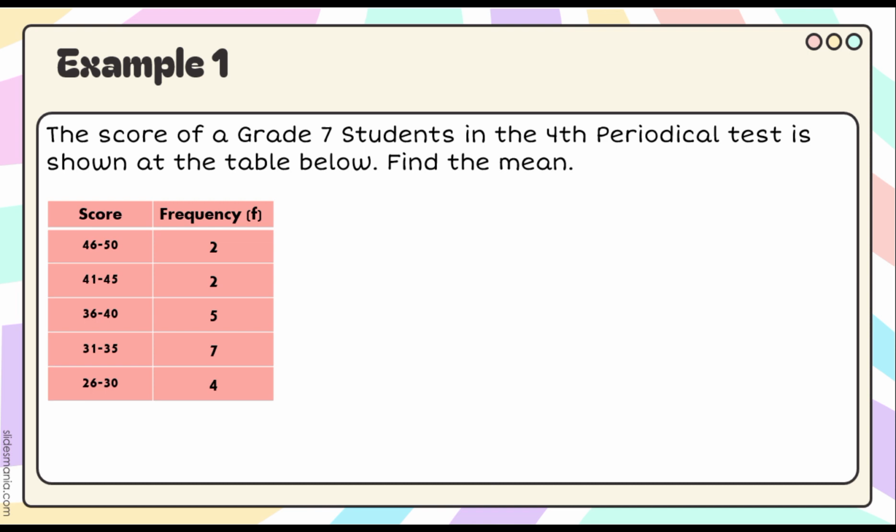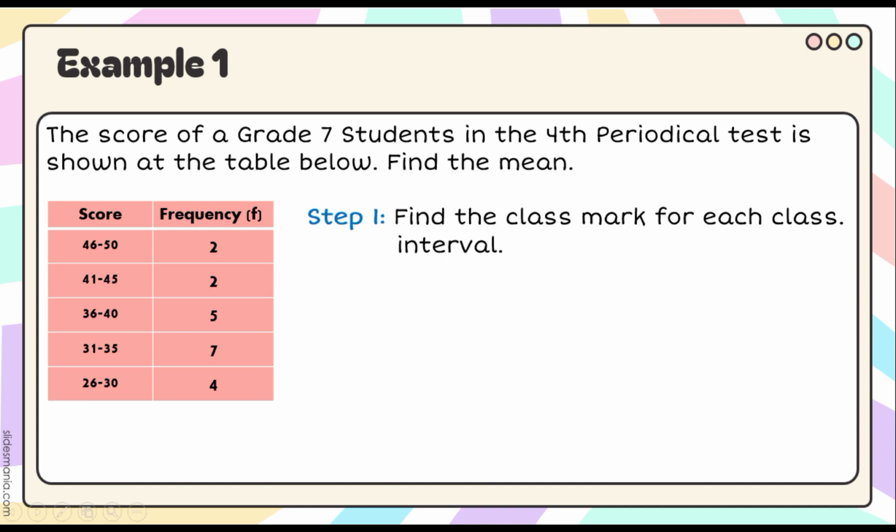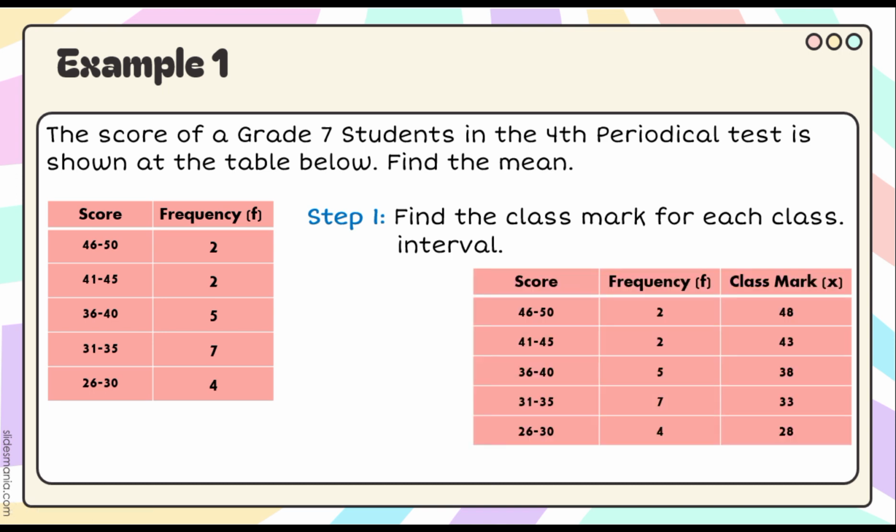Again, to find the mean of grouped data, step 1, we have to find the class mark for each class interval. I have already discussed in our previous lesson how to find the class mark. In order to do that, we add the lower limit and the upper limit. Here in our scores, 46, 41, 36, 31, and 26 are the lower limits, and 50, 45, 40, 35, 30 are the upper limits.